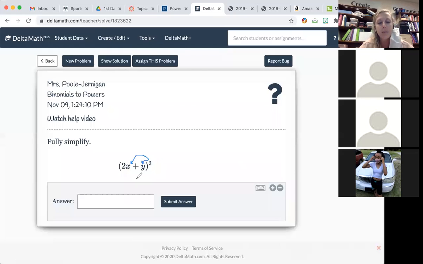So who remembers how we take a binomial and square it? What do we do? Write it out 2 times. Good, we're going to write it out twice. So 2x plus y times 2x plus y.